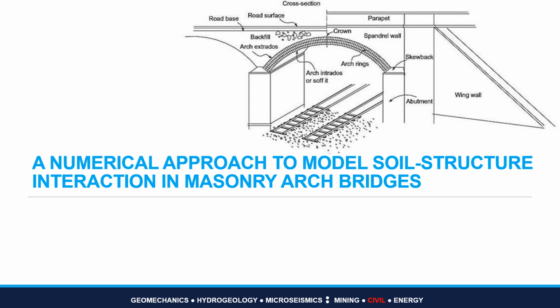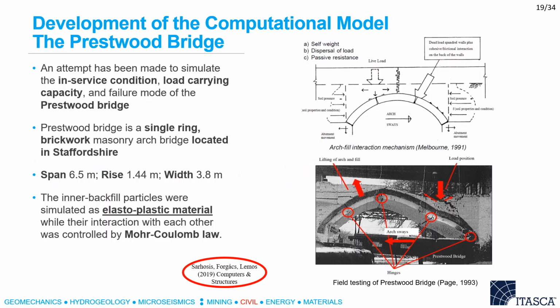In the second example, we present soil-structure interaction phenomena in masonry arch bridges by models developed by DEM. In this particular case, we have simulated the load carrying capacity of the Preston Bridge located in Staffordshire, UK. The bridge had a span of 6.5 meters and a rise of almost 1.5 meters. The barrel vault, which was a single ring of bricks, had a thickness of 200 millimeters, actually 220 millimeters. The width of the bridge was 3.8 meters.